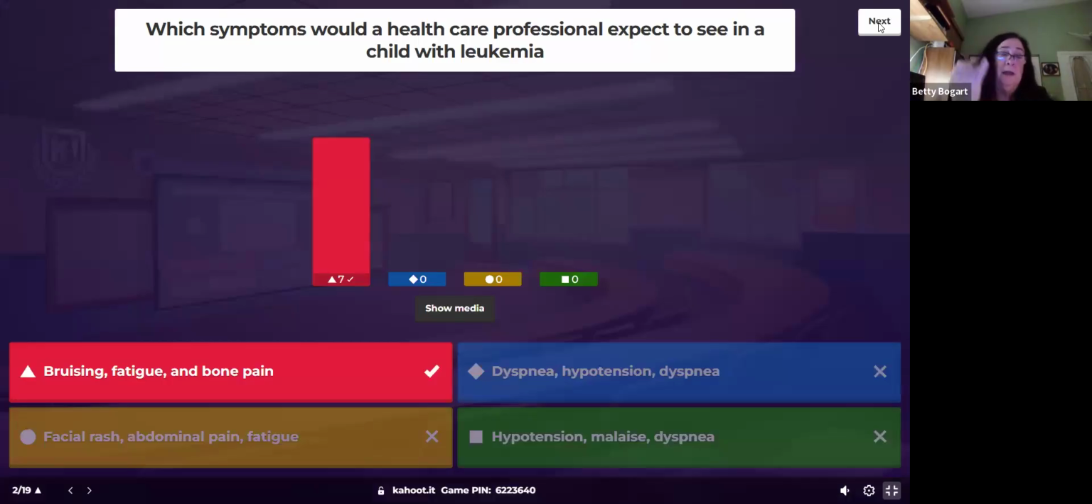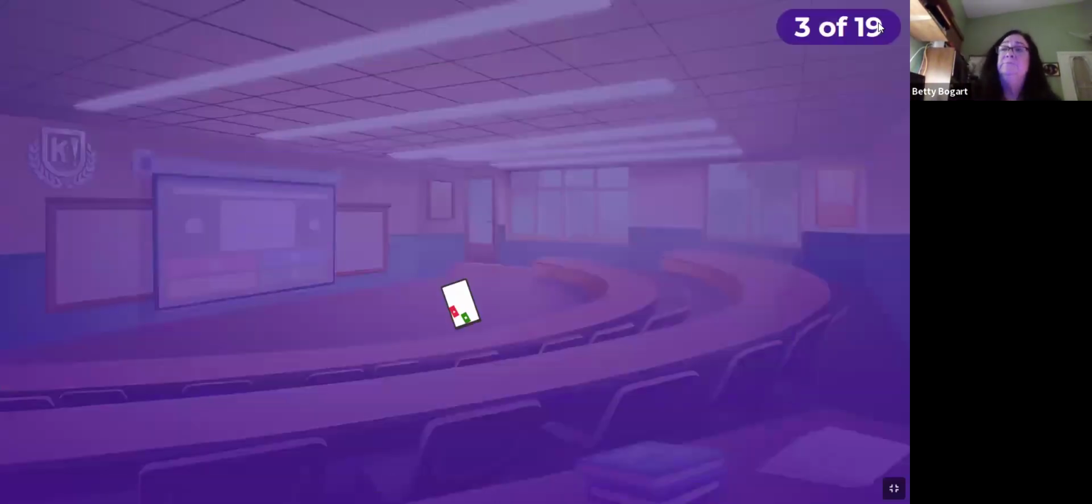Yep, bruising because platelets are low, fatigue because the hemoglobin is low, pain because of cancer, any sort of cancers, that's what it does cause. Very good.